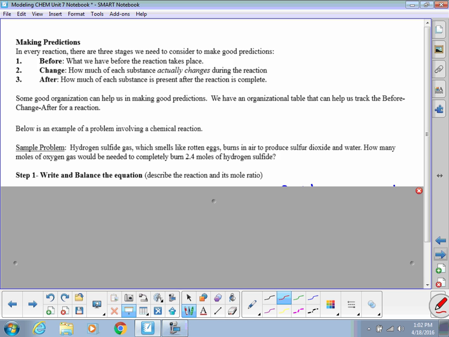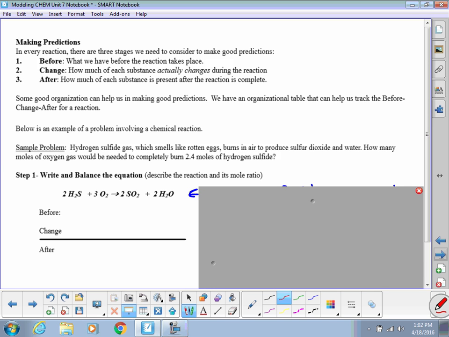So here's our first example. Hydrogen sulfide gas, which smells like rotten eggs, burns in air to produce sulfur dioxide and water. How many moles of oxygen gas would be needed to completely burn 2.4 moles of hydrogen sulfide? Step 1 of the process is to write a balanced chemical equation. So we have hydrogen sulfide burning in air makes sulfur dioxide and water.